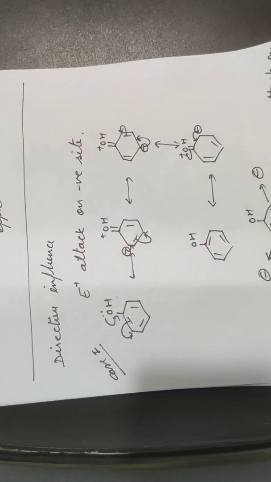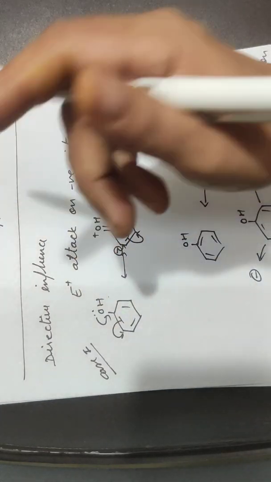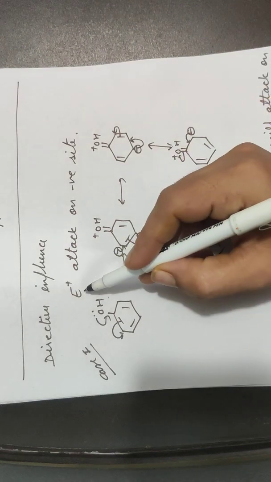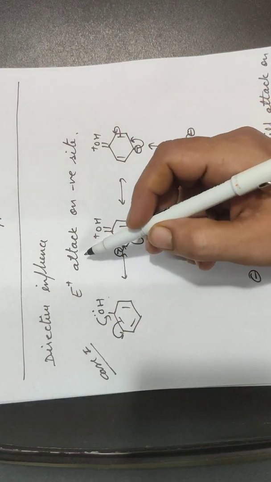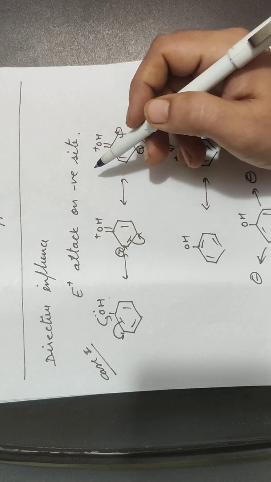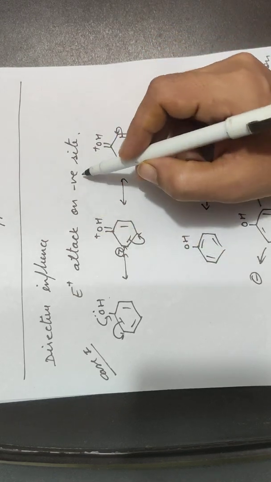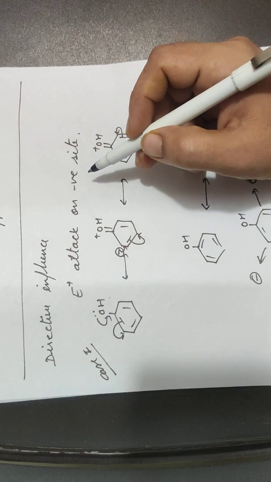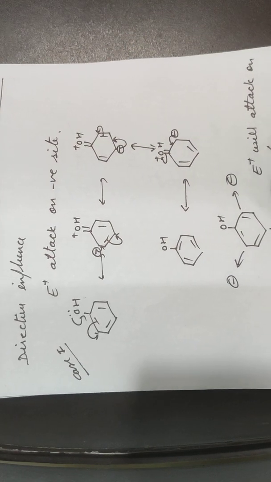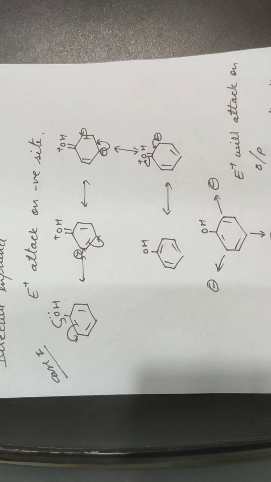Now, let's first of all talk about the directive influence of the group present on this. To understand that part, first think about one thing only. E plus, that is the electrophile, attacks only on the negative side, where the heterolytic cleavage is occurring. To understand the directive influence of any functional group, we will have to talk about the resonating structures shown by that particular functional group with the benzene ring.